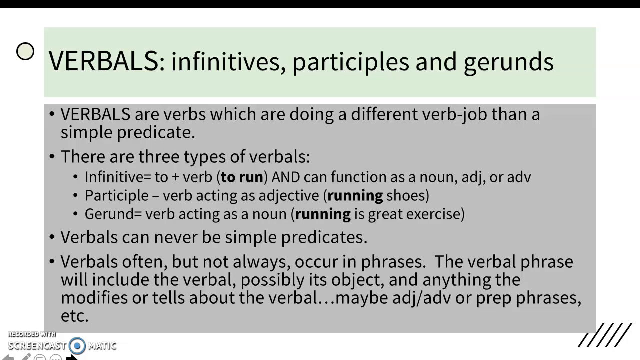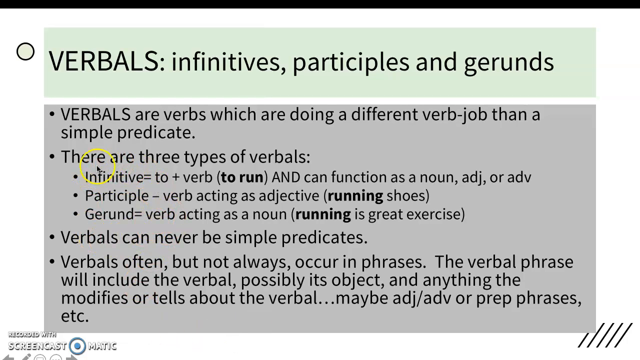All right, the last thing I wanted to talk to you about was verbals. Okay, verbals are verbs which are not doing the simple predicate job. They're doing a different job. So it's a verb that's doing a different job besides the simple predicate. There are three types of verbals: infinitives, participles, and gerunds. Now, verbals can never be simple predicates. And oftentimes, but not always, they occur in phrases. The verbal phrase will include the verbal, possibly its object, and anything that modifies or tells about the verbal.